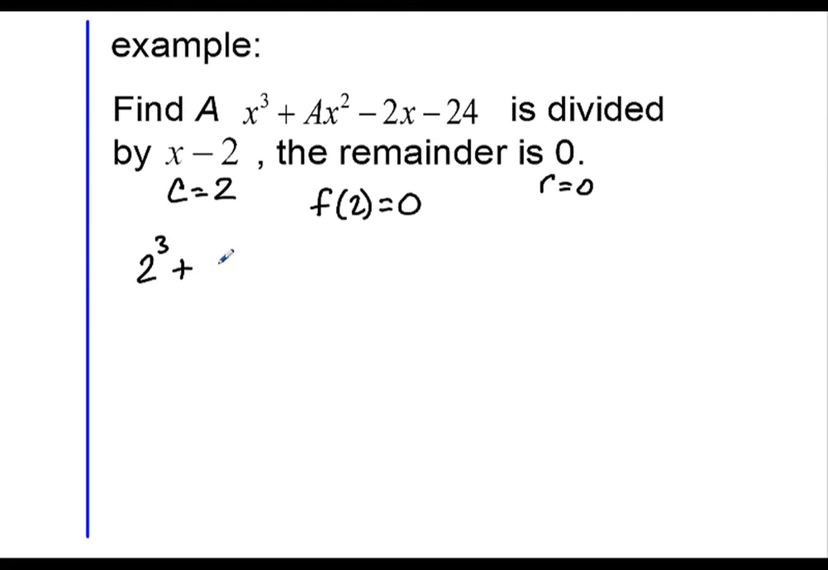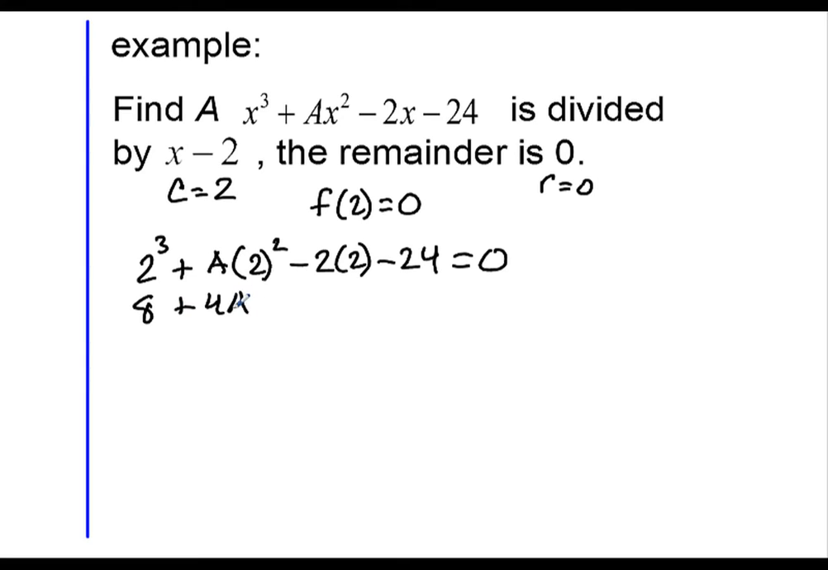2 to the third power plus a times 2 to the second power minus 2 times 2 minus 24. And this better equal 0, because it has to equal the remainder. When I plug in 2, it has to equal 0. Let's start to simplify this. 8 plus 4a minus 4 minus 24 equals 0. So I end up with 4a, and 8 minus 4 is 4, and 4 minus 24 is negative 20.